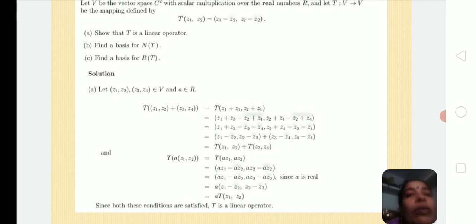After that, you have to apply the conditions for basis for N(T) and the basis for R(T). You have learned these topics in previous videos.